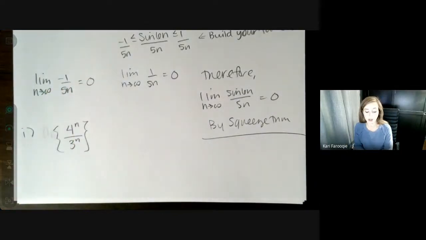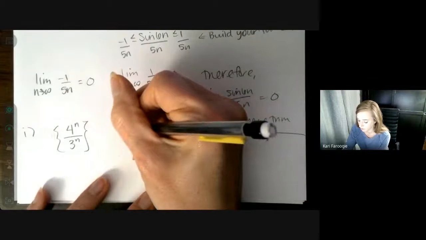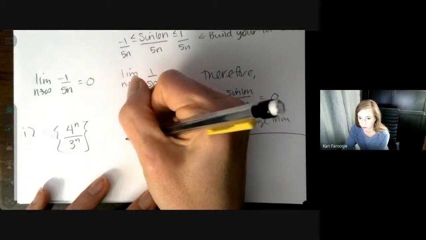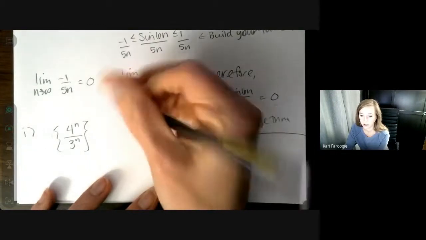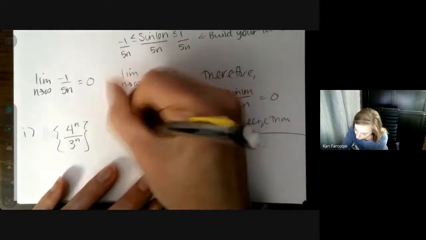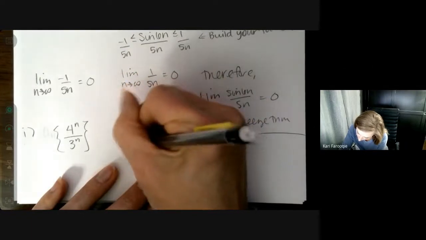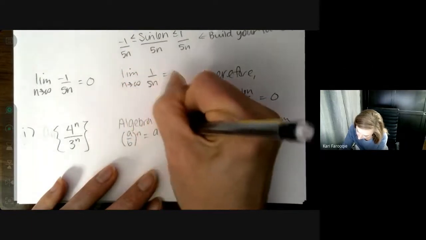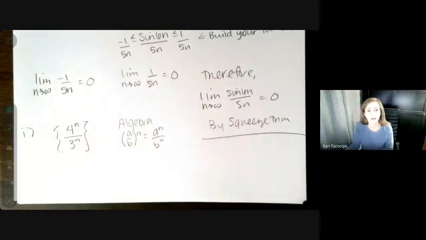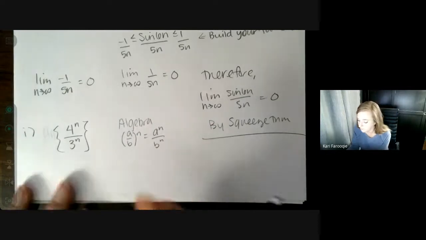When you see something like this, remember that there's a rule from algebra that if you are taking a ratio to a power, you can take both pieces of that ratio to that power also. So from algebra, you learned that (a over b) to the nth power was a to the n over b to the n. You might not use that a lot, but you're actually going to use that quite a bit in this chapter because we're going to be writing things in this form.